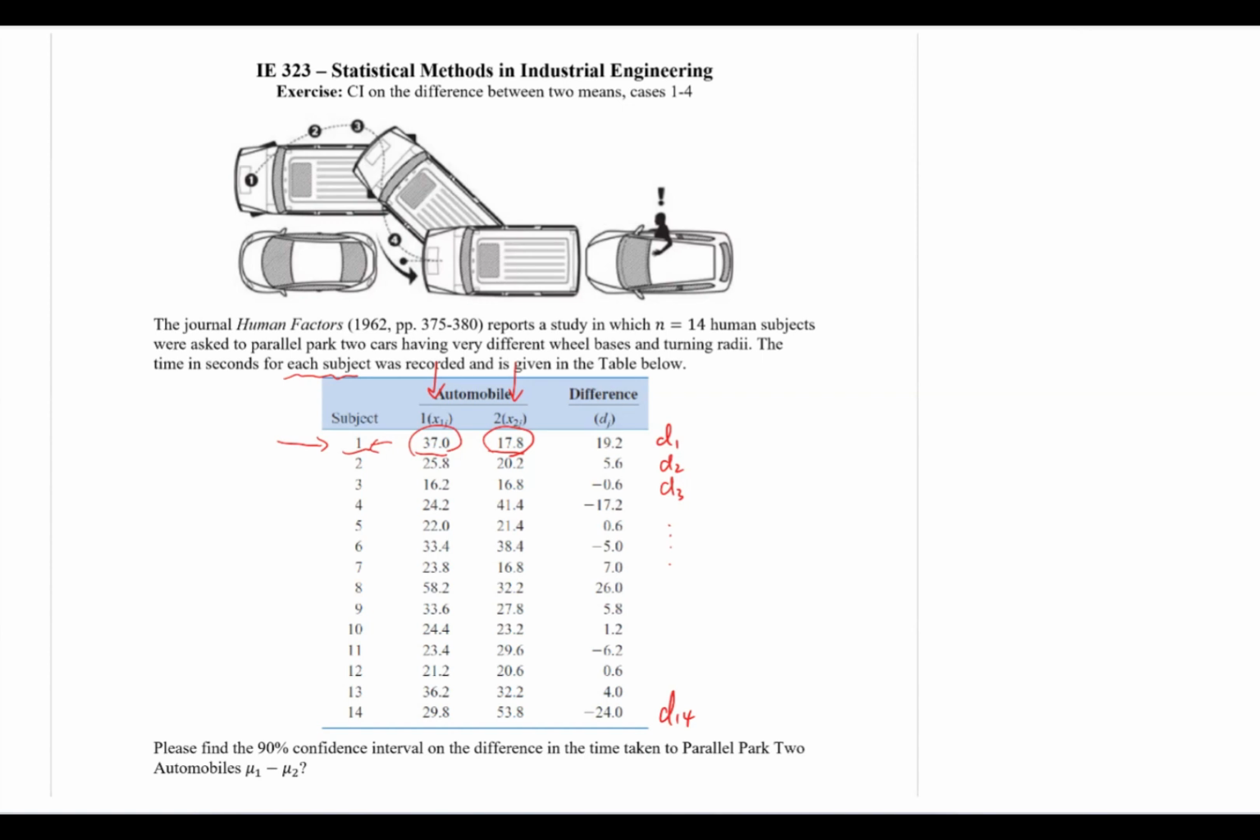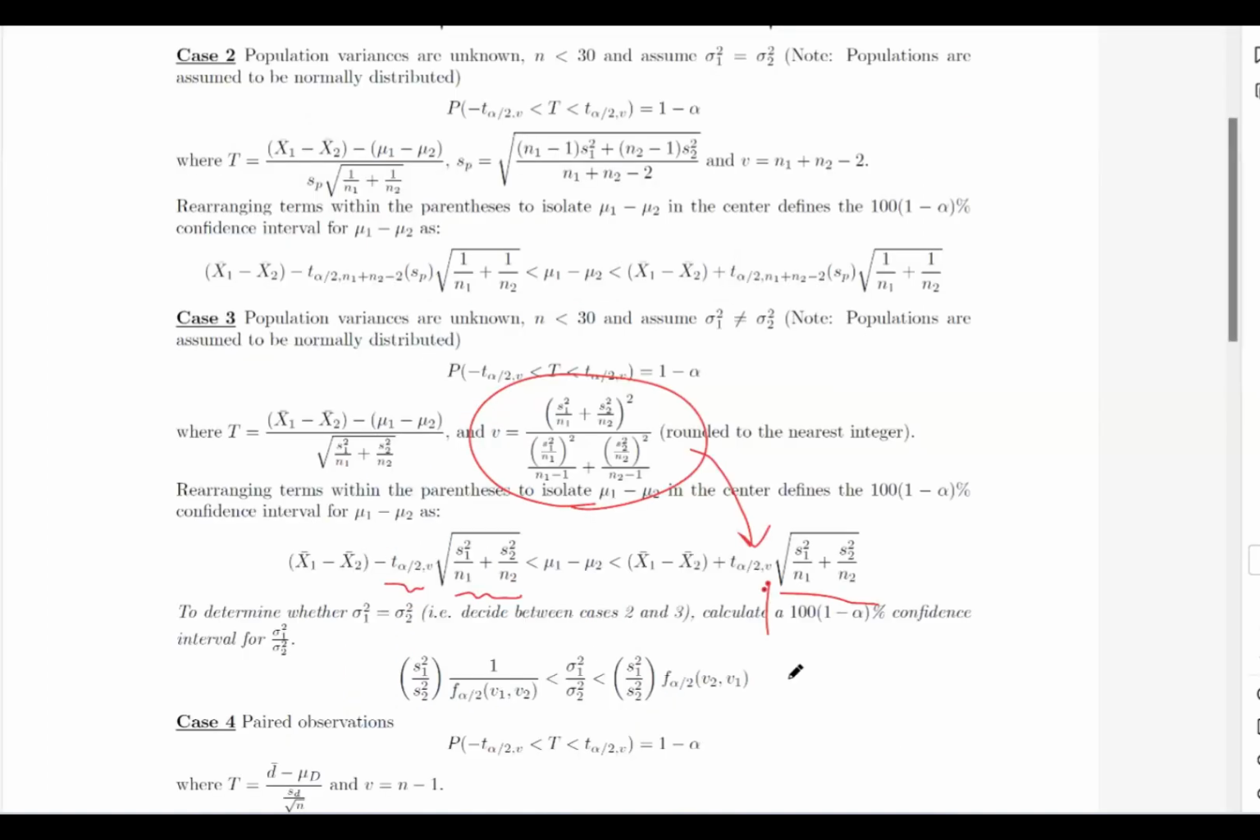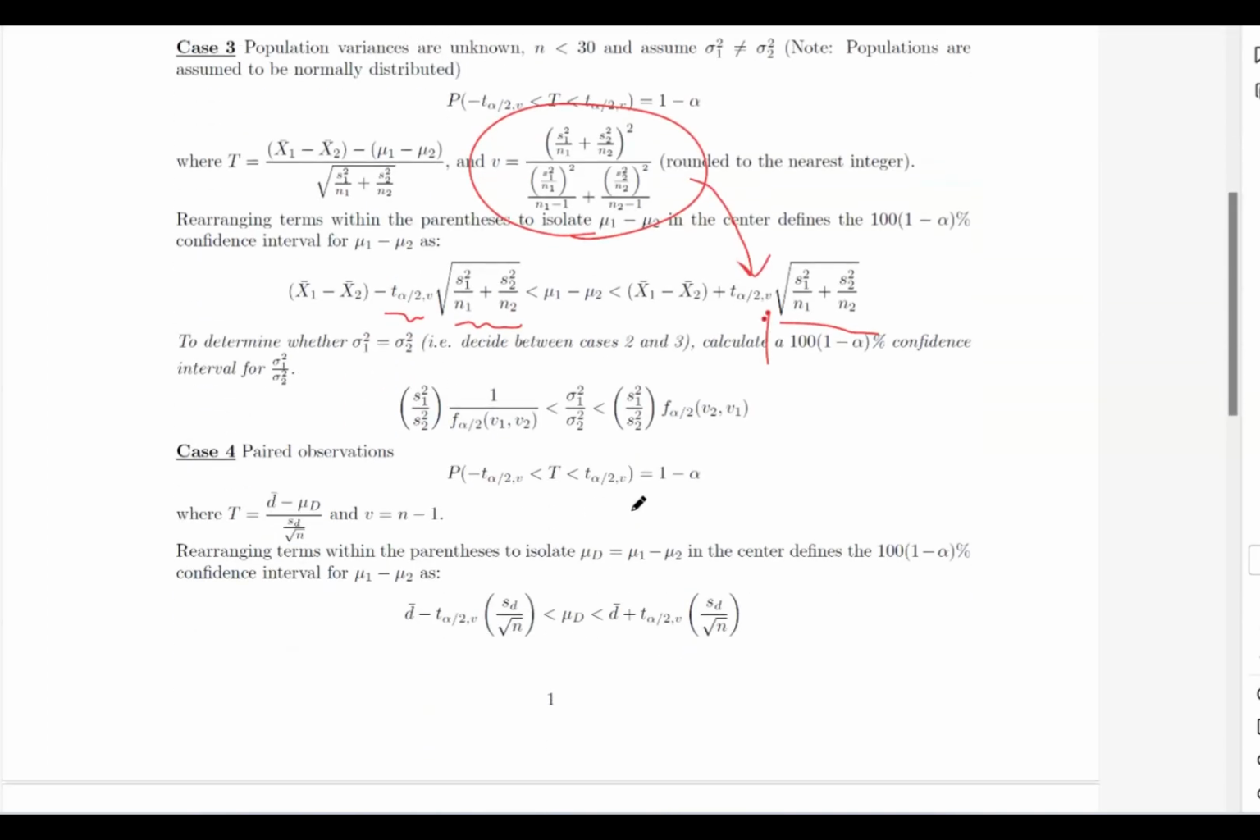So this is case 4, paired observations. Why? Because the same human subject parked two different cars. If you look at the case of paired observation, and we are not given the population variance, so we still have a t distribution here. And this will be the confidence interval.